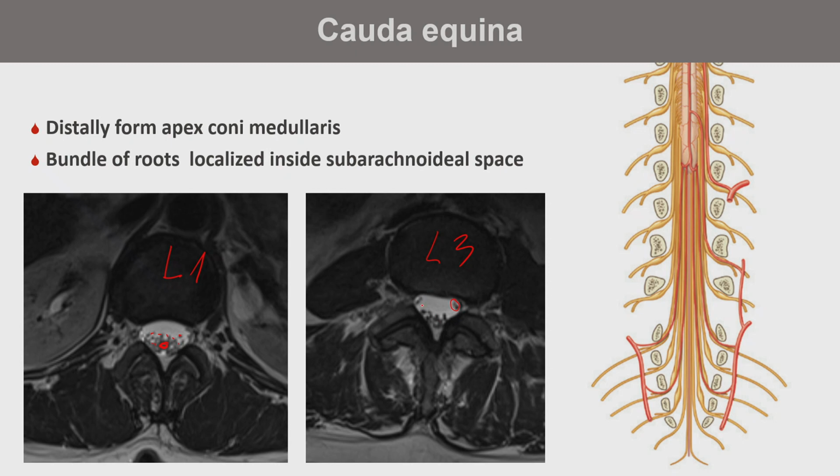And here, if we are at this level, or this level, when it is L1, this is L2, and here is L1. And here is TH12. And here we have L3. Yeah? The somatotopic organization is also in the cauda.